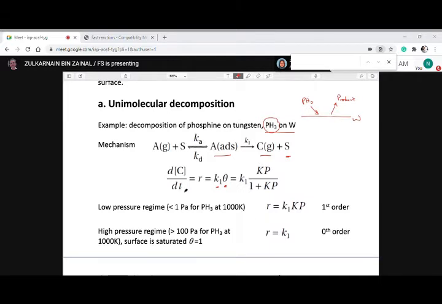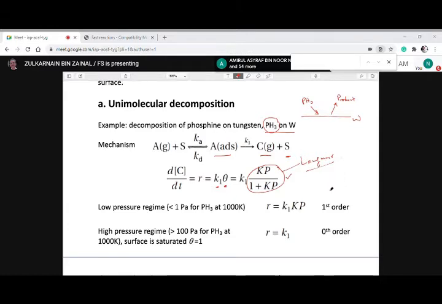Then dC/dt is equal to K1 theta, so we can write the equation as shown: K1 times Kp over 1 plus Kp. This part is from the Langmuir adsorption process. Remember that we are using the Langmuir adsorption process in order to explain this mechanism.